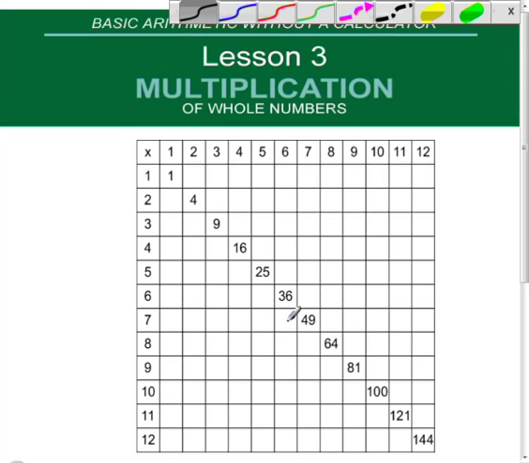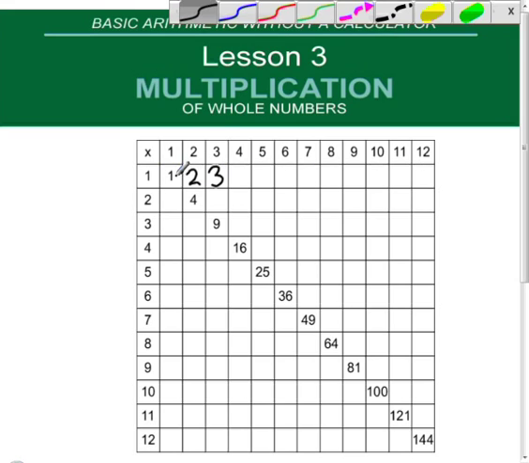What I want you to do after you've printed this sheet off is take a pen and start to fill in all the very easy answers. 1 times 1 is 1. 1 times 2, one lot of 2, is 2. 1 times 3 is 3. Pretty simple. Go ahead and fill out the top row.